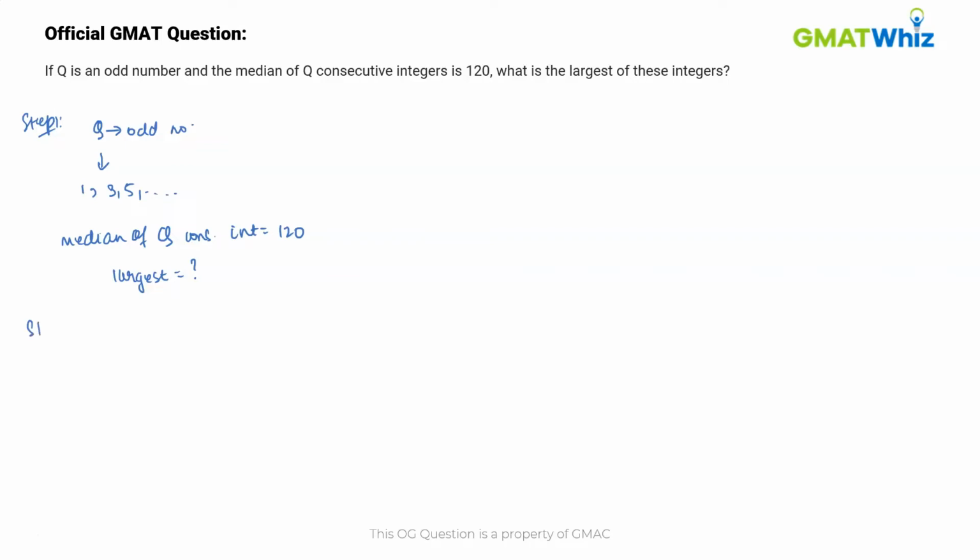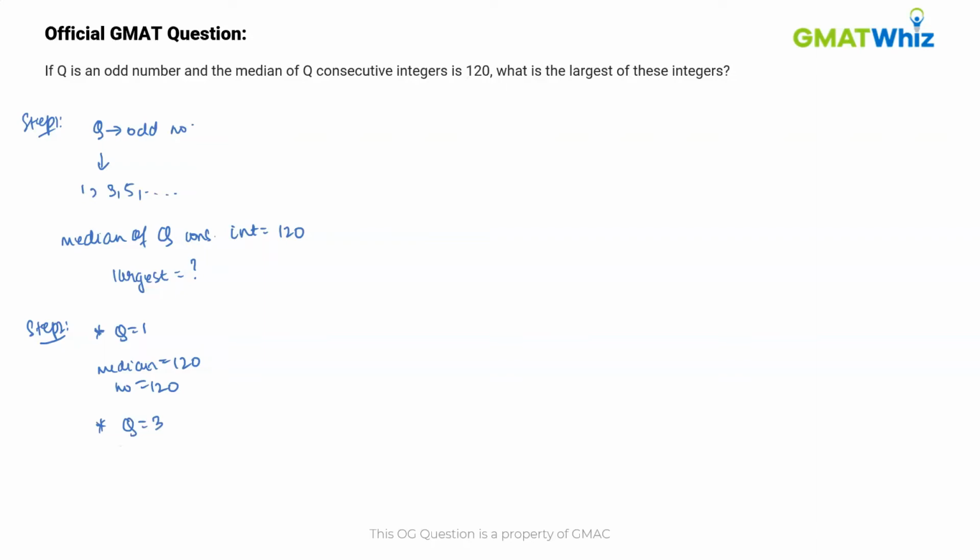Now, since this is all the information that we can get from the question, let's move on to step 2 and understand the methodology of the solution. If we take q to be equal to 1, that means we just have to take one number. Then the median will be equal to 120 and the number will also be equal to 120. But here we cannot compare which one is the largest or which one is the smallest, since we have only one value. So the next option would be to take q to be equal to 3.